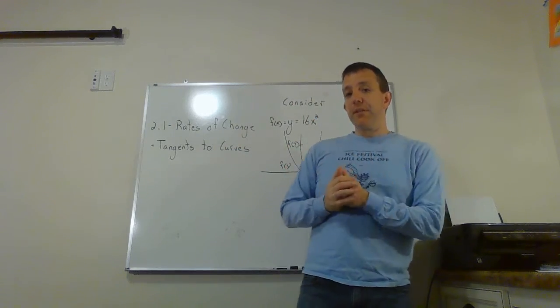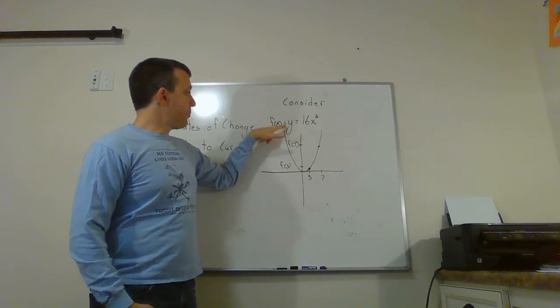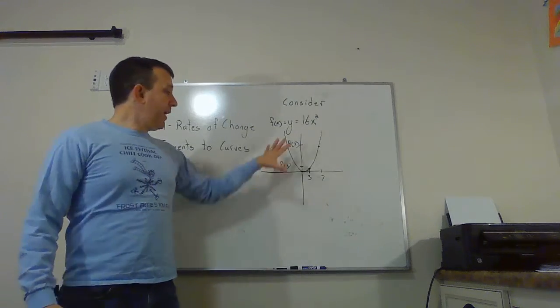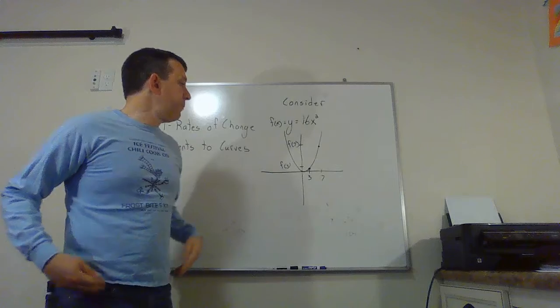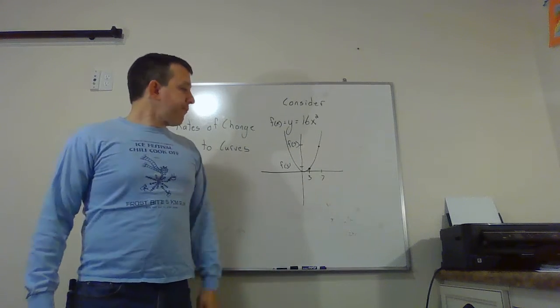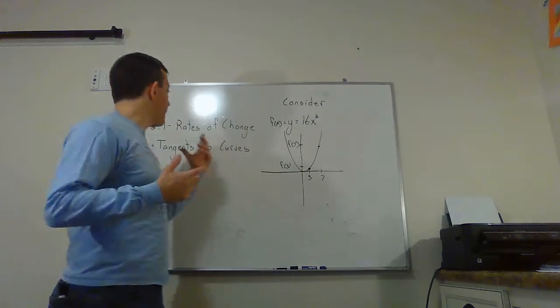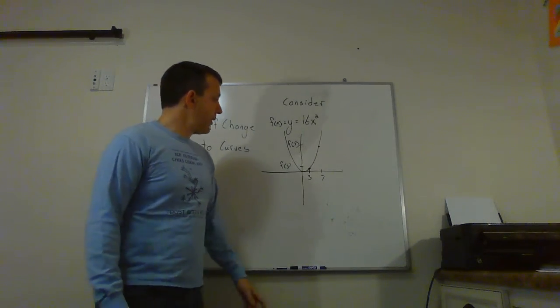So let's take a look at a function. I have a function here, f of x, which we could call y, and it's equal to 16x squared. And I have a graph of the function, just a real basic graph. And I labeled a few numbers here because we're going to start looking at what's called an average rate of change, and then we'll move into tangents here shortly.